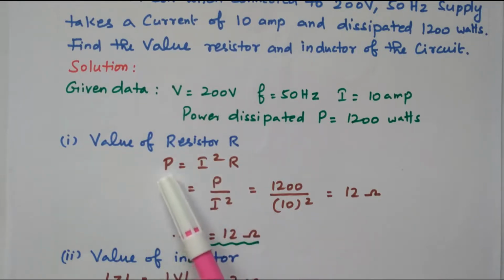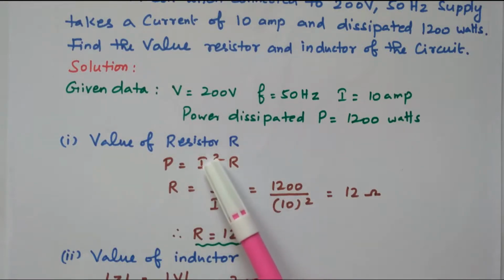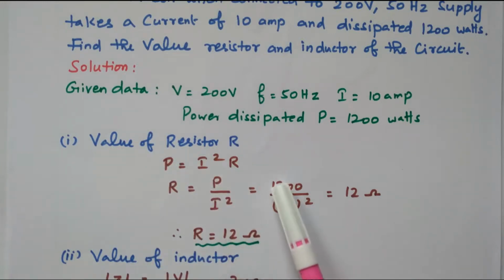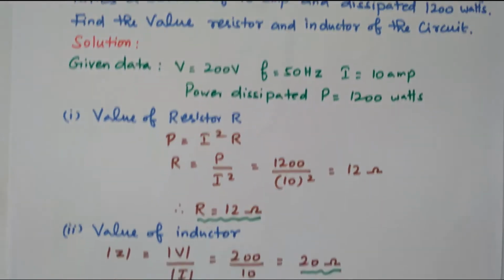Here we can use the formula P equal to I square R, because current and power are available. We need R value, so bring the I square to the denominator. So P divided by I square equal to R. The P is 1200, I is 10 square. By simplifying this, we got 12 ohm. The resistor value is 12 ohm. Now we'll go to the inductor value.